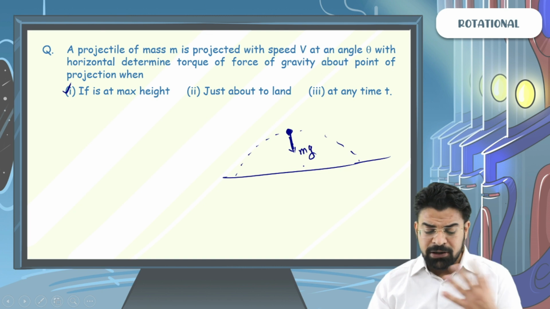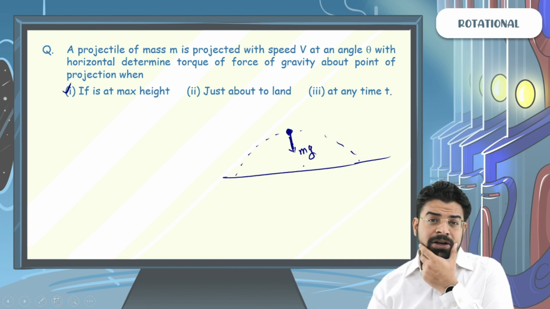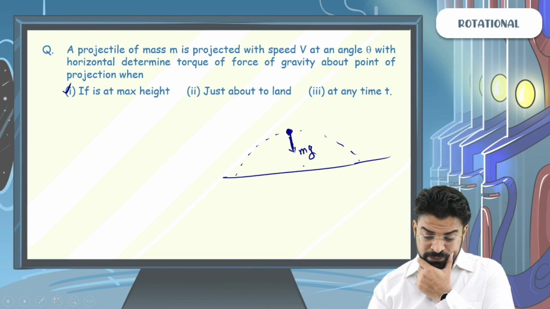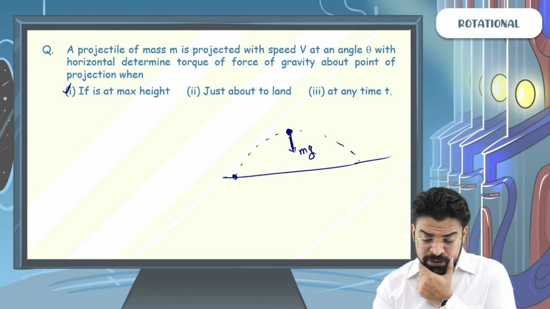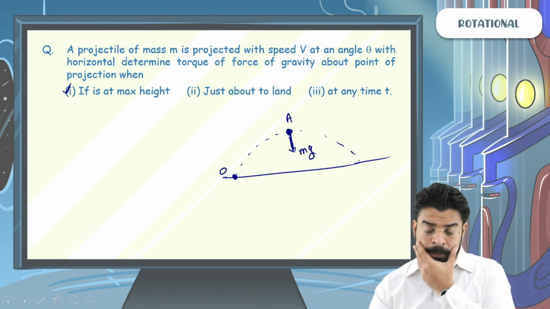What are we trying to do? We are trying to write the torque of the force of gravity. About which point? About the point of projection. Okay, so this is, let's say, O, the point about which we need to write the torque, and this is the point A at which the force is acting.